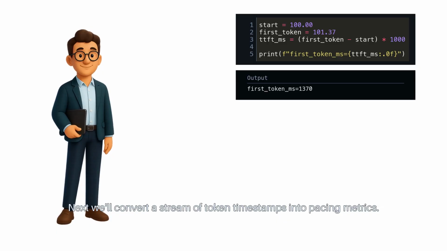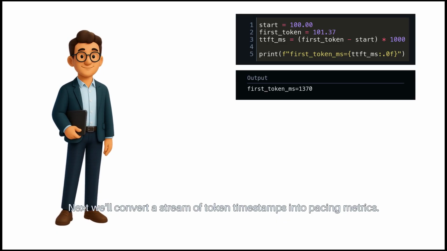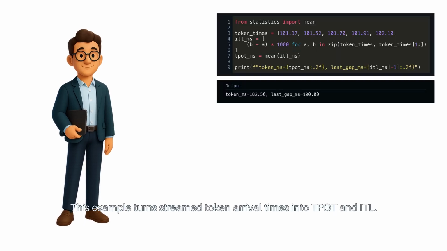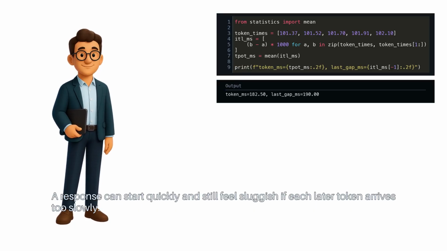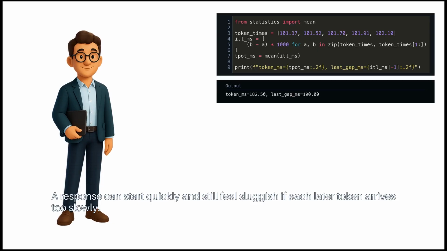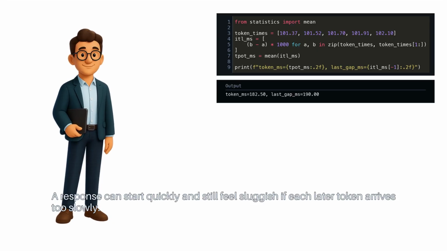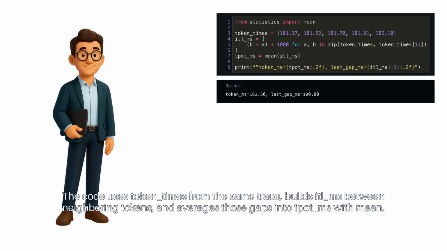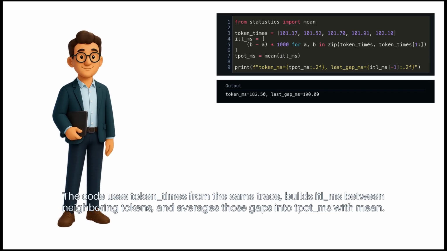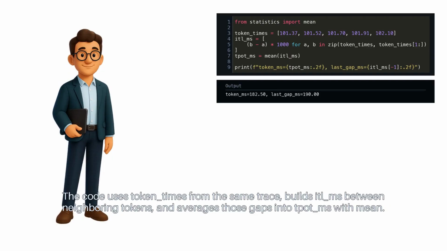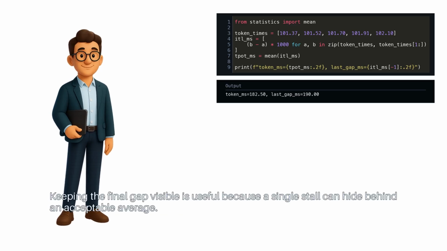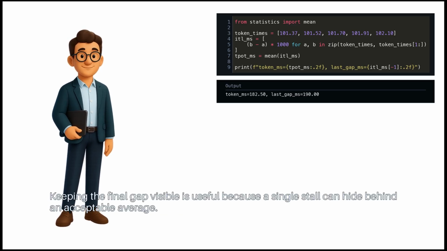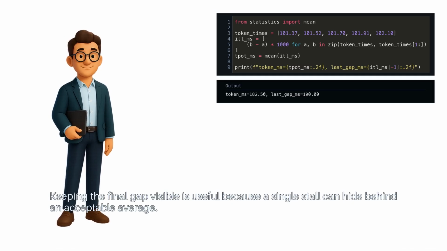Next, we'll convert a stream of token timestamps into pacing metrics. This example turns stream token arrival times into TPOT and ITL. A response can start quickly and still feel sluggish if each later token arrives too slowly. The code uses token times from the same trace, builds ITL-MS between neighboring tokens, and averages those gaps into TPOT-MS with mean. Keeping the final gap visible is useful because a single stall can hide behind an acceptable average.